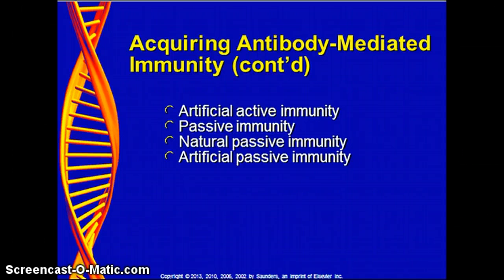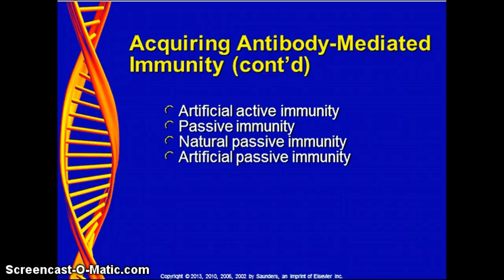Acquired antibody-mediated immunity, there are 4 types that you need to be aware of. And with artificial active immunity, that is when an injection or a vaccine occurs or an immunization where that antigen is artificially put into the person's body. So those are going to be our immunizations that we receive. It could be as kids or it could be as adults, such as with the flu vaccine.